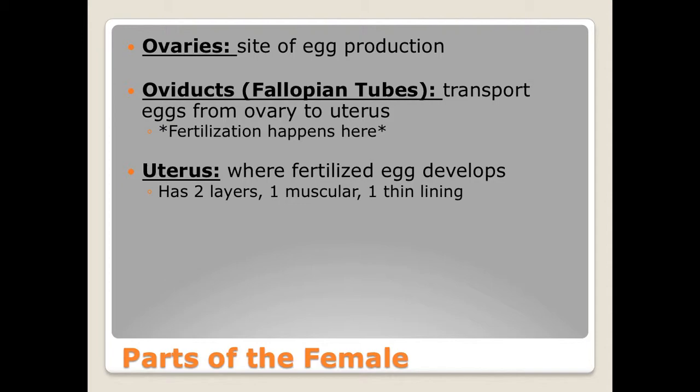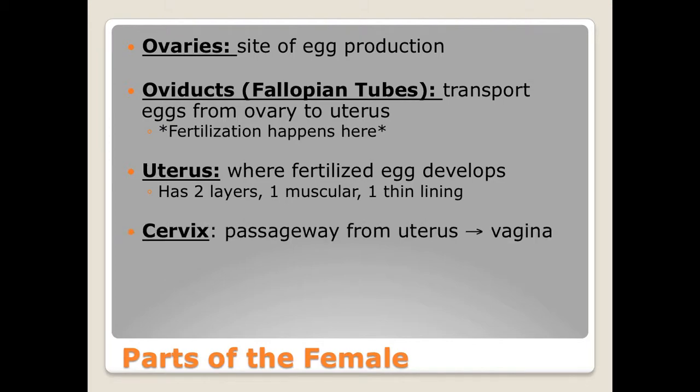That lining changes throughout the month, throughout our menstrual cycles. And so it is shed if an egg isn't fertilized. If you get menstrual cramps at all, it's because of that muscle. That muscle is helping get rid of that material from that inner lining as you shed it.